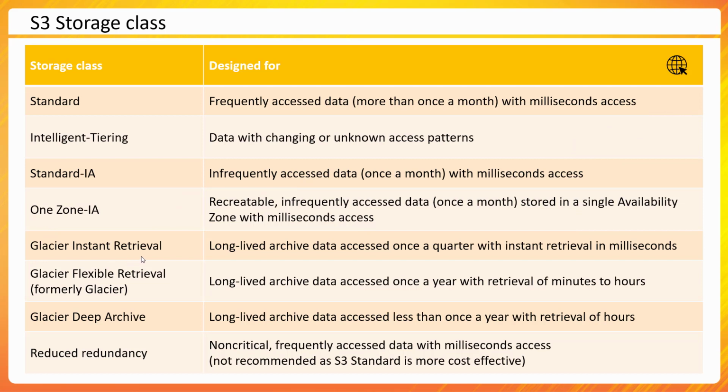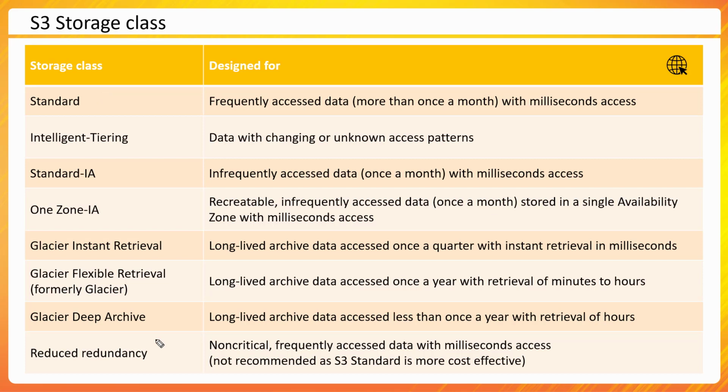Now next is Glacier Instant Retrieval. We'll talk about Glacier separately, and the next one here is called Reduced Redundancy, which is for non-critical frequently accessed data with millisecond access, but it is now not recommended as S3 Standard is more cost effective. So this is kind of a phased-out storage class that still exists, but it is better not to use it. Cost wise, there is no benefit. So by default it is Standard, and depending on your use case, you may utilize any other storage class if there is a need for it. I hope this is clear.